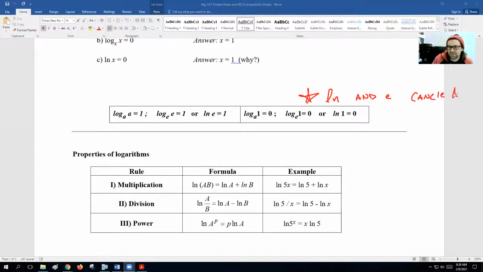Or they, we say cancel, but they actually equal 1. So if we're ever going to be solving, if we want to get rid of an ln, we'd have to take to the e side, or vice versa.